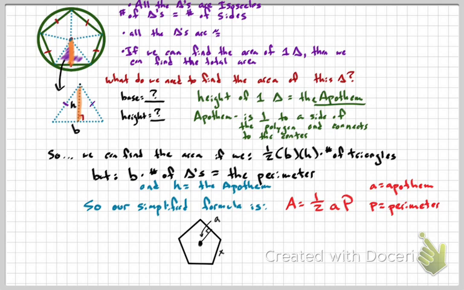Because remember, all of those sides are congruent, and if I know one side, I can find the perimeter. So that's going to be our goal. When finding the area of a regular pentagon, we need to be able to find two things: the apothem and the perimeter. Once we have both of those, we can find the area of our figure.